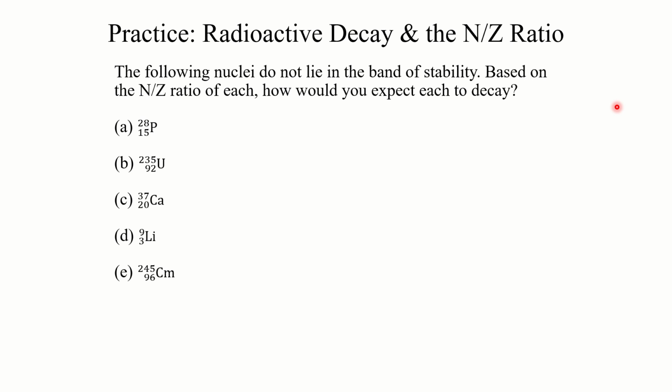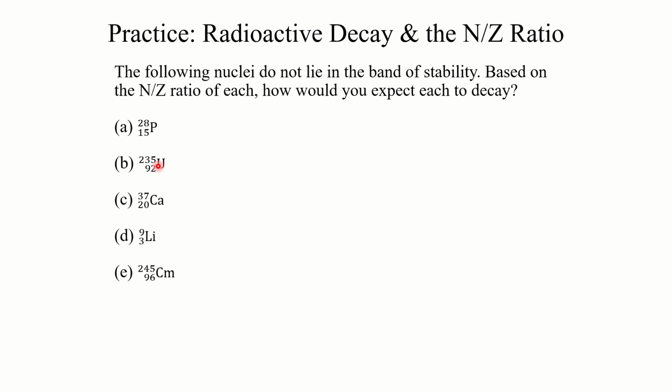All right, the answers here. Letter A, we should note that we have a pretty small n over z ratio here, only 13 neutrons to 15 protons. So when we have a small n over z ratio, we need to convert a proton to a neutron, which means the answer is either positron emission or electron capture for letter A.